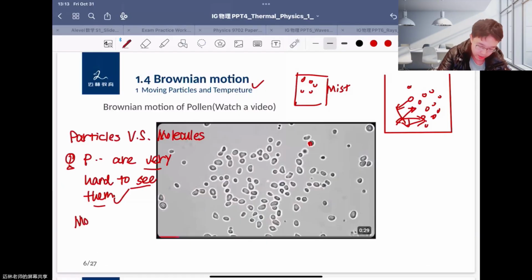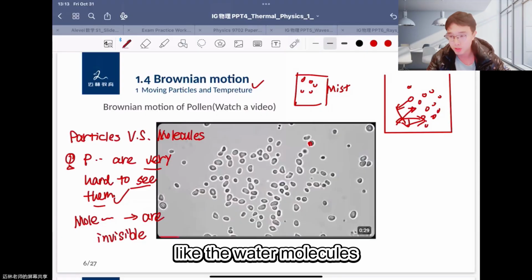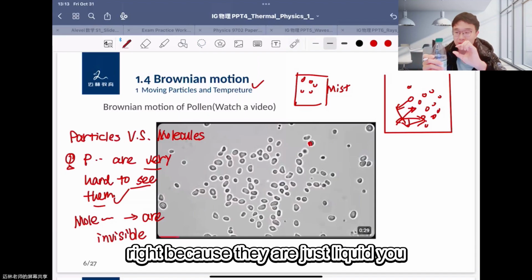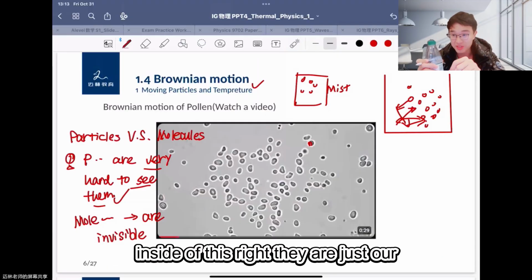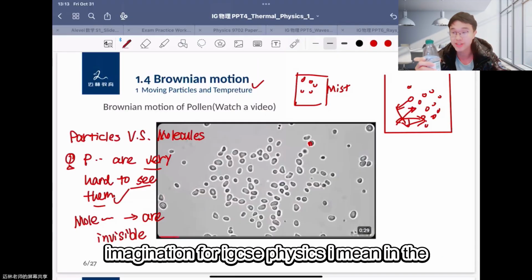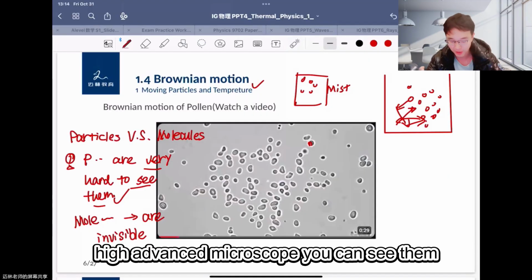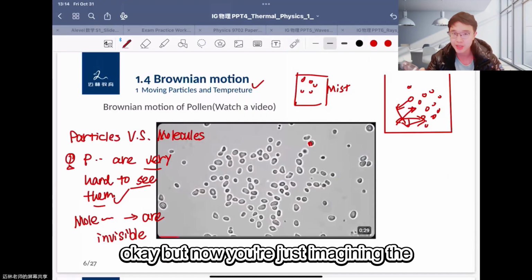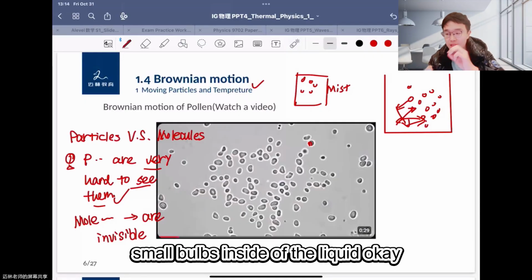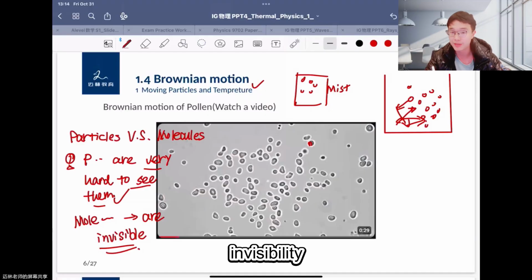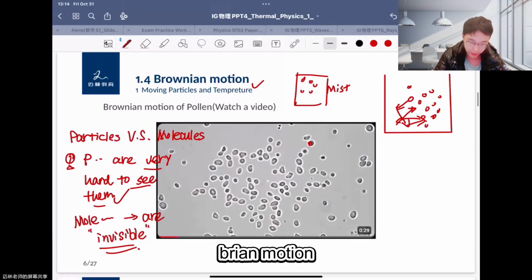But molecules are invisible. Like water molecules, you cannot see them directly in the water, because it is just liquid. You cannot find many small balls inside it, right? They are just our imagination for IGCSE physics. Maybe in the future, when you learn about an advanced microscope, you can see them directly. But now you just imagine small balls inside the liquid. So molecules are invisible. That is the difference for Brownian motion.